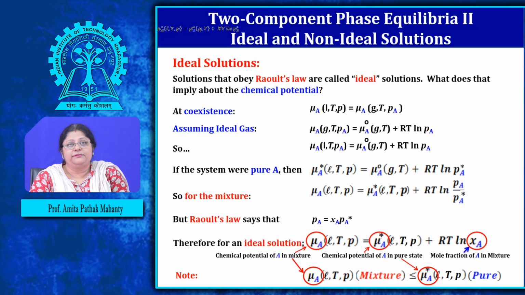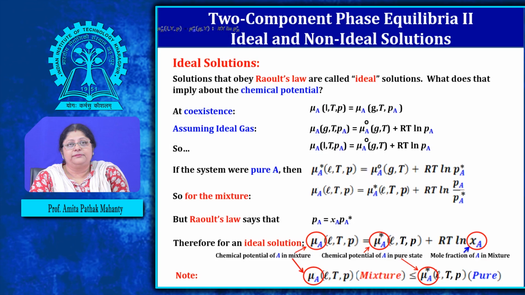If the system were pure, with only one component, then we can write the chemical potential of the pure state equal to the chemical potential of the standard state plus RT ln, the vapor pressure of the pure component. For a mixture, what do you write? That time we are talking about the partial pressure. So the chemical potential of the species equals the chemical potential of the pure state plus RT ln, the ratio of the partial pressure to the vapor pressure of the pure state.